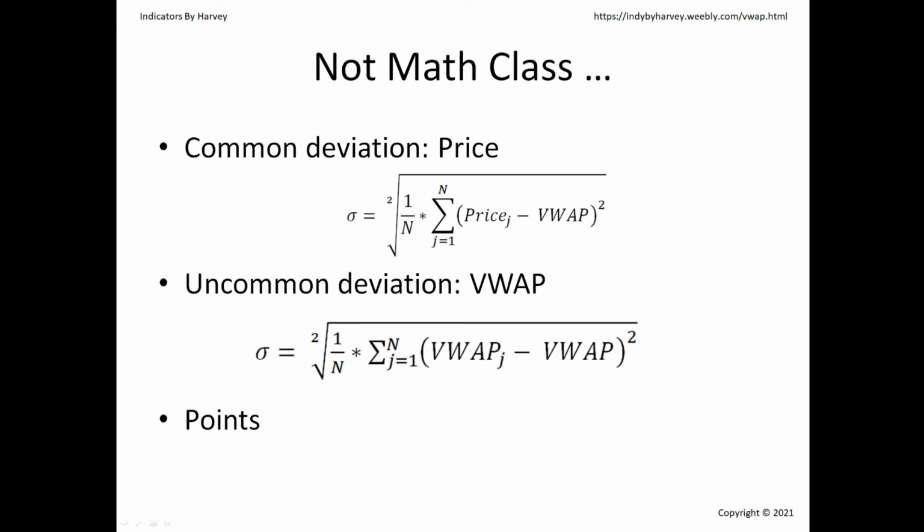As I said, the indicator provides a choice of 3 different deviation band formulas. The most common deviation, standard deviation, is based on price, all prices in the session, versus VWAP, so it's the sum of squares difference of price and VWAP. Additionally, there is a less common deviation formula, which is a sum of squares difference of VWAP in the past session with the current VWAP. And finally, you can choose to make the deviation bands be merely a number of points away from VWAP.